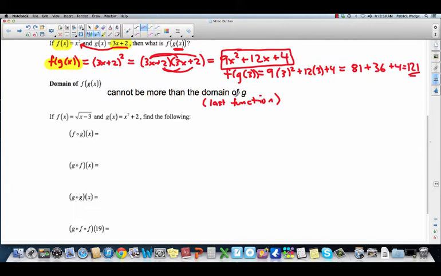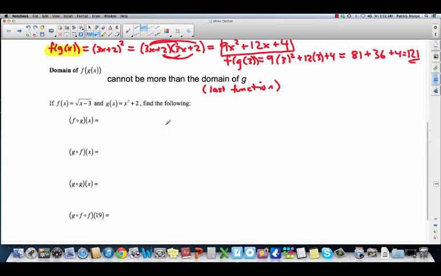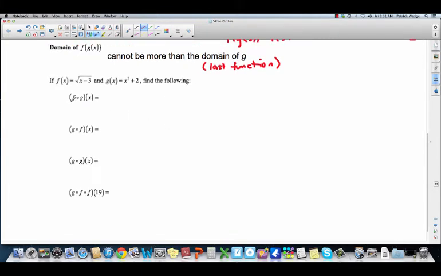It can't be more than the last function. Let me show. I'll do some examples here, and we'll see what I'm talking about. Okay, so here we go. Here's some questions. Some people call this fog too. You're not really supposed to, but so here's f circle g, or f of g of x, and we want to figure out what f circle g of x is for if f of x equals root x minus 3 and g of x equals x squared plus 2.